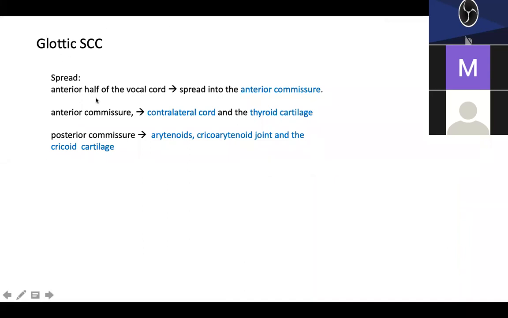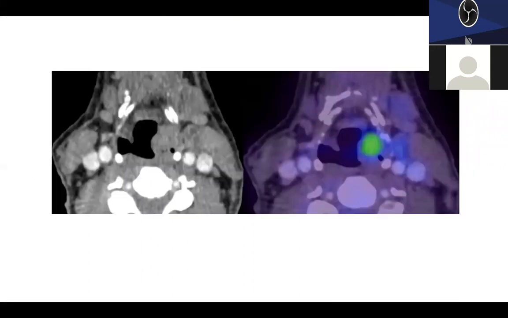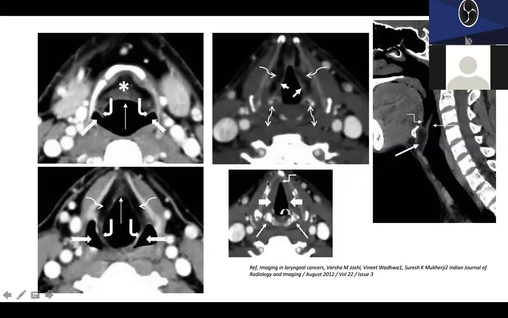So now glottic carcinoma. Glottic carcinomas are the most common of the laryngeal carcinomas. Almost 65% of laryngeal carcinomas are glottic carcinomas, whereas supraglottic carcinomas are 25 to 30%, you could say. Most glottic cancers do originate from the anterior part of the vocal folds, and they can immediately go to the anterior commissure.